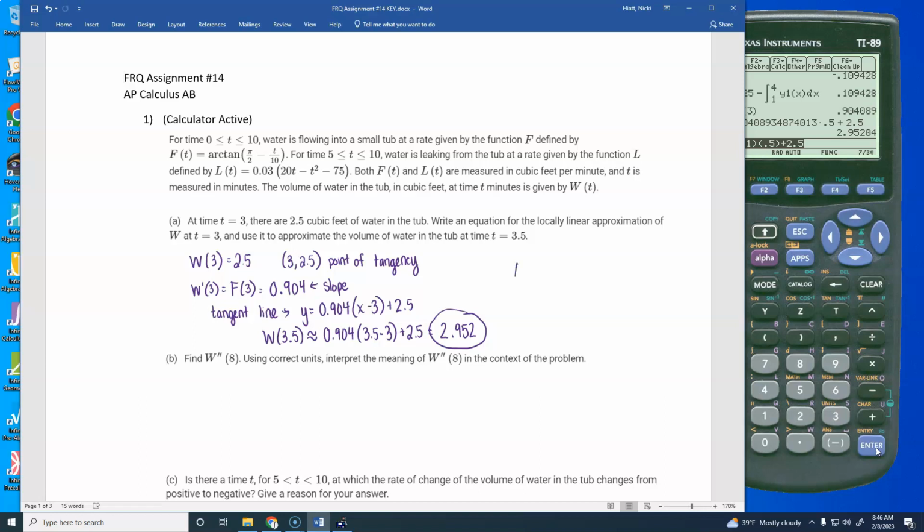So, at t equals 3.5 minutes, sorry, it's minutes, there is approximately 2.952 cubic feet of water in the tub.